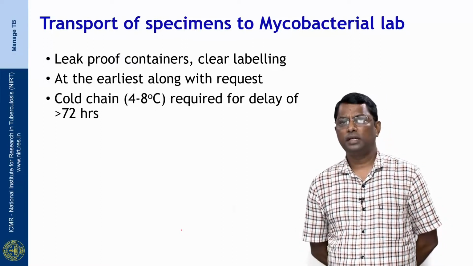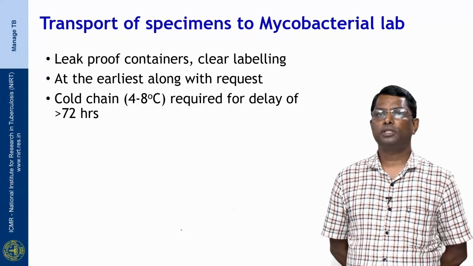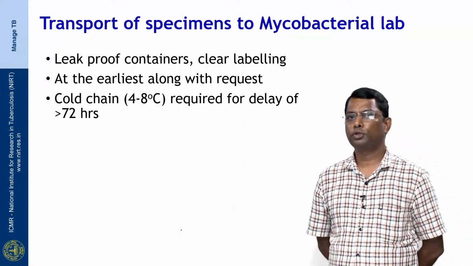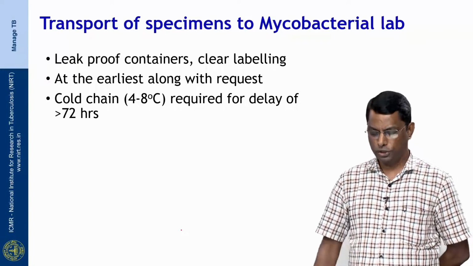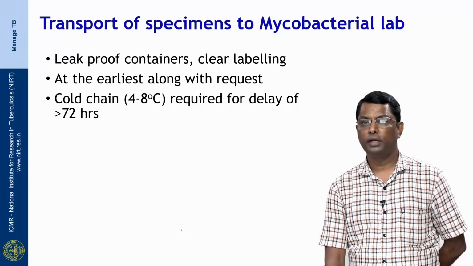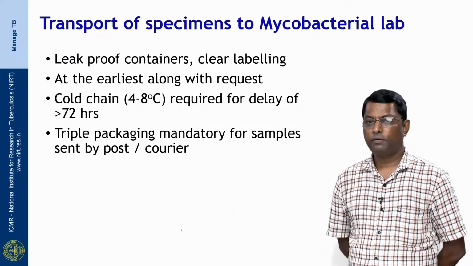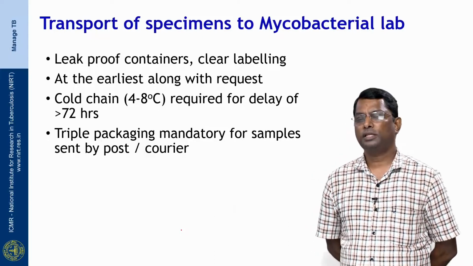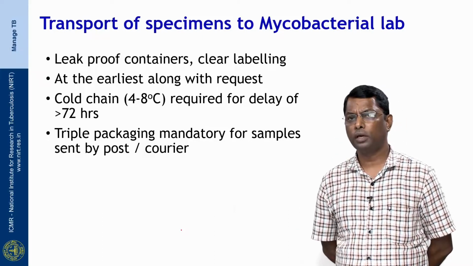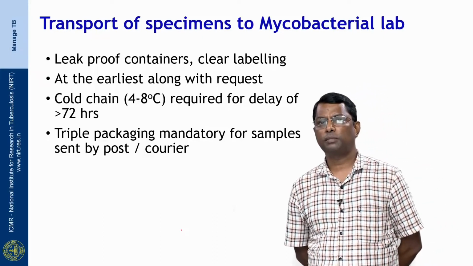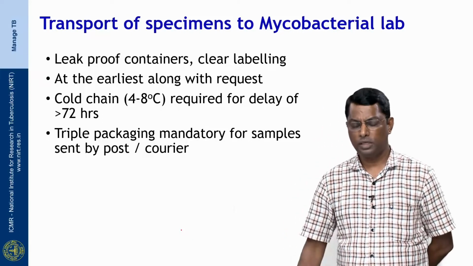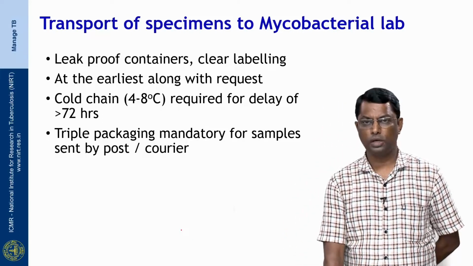Now, if a delay is expected beyond 72 hours, then the sputum should be transported in a cold chain between 4 to 8 degrees. When the sputum has to be transported through a courier, a triple packing mechanism is mandatory for all the samples which are transported.